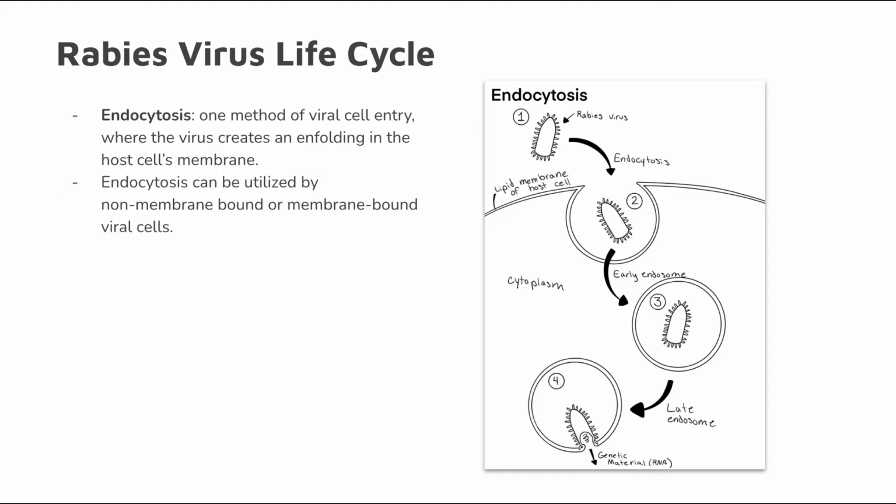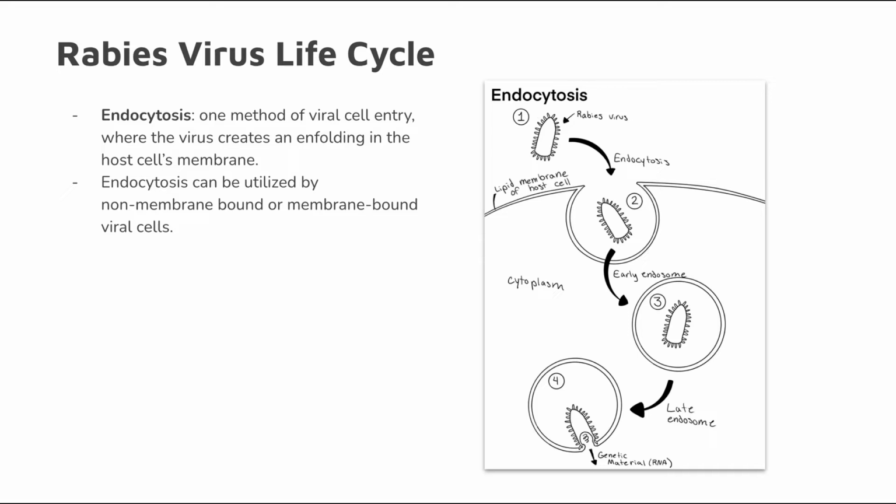And so how the rabies virus does this is it goes through a process called endocytosis. And what that basically is, it's just a way that any virus can enter a cell. Endocytosis isn't restricted to membrane-bound or non-membrane-bound viruses. And so this is basically just the method that the rabies virus utilizes. There are other methods. There's membrane fusion, but since that's not how the rabies virus enters the cell, we're just going to focus on endocytosis.